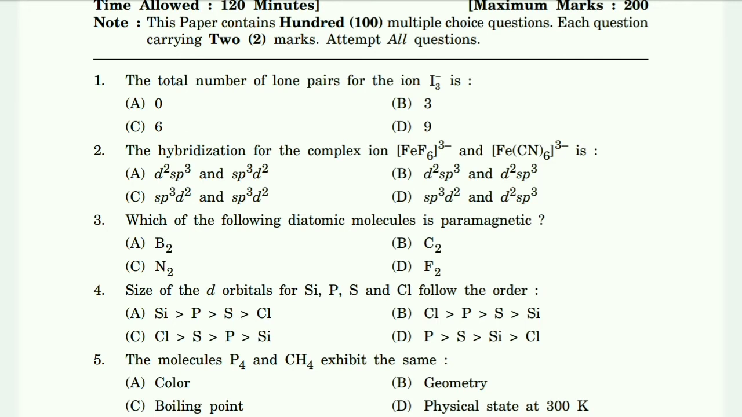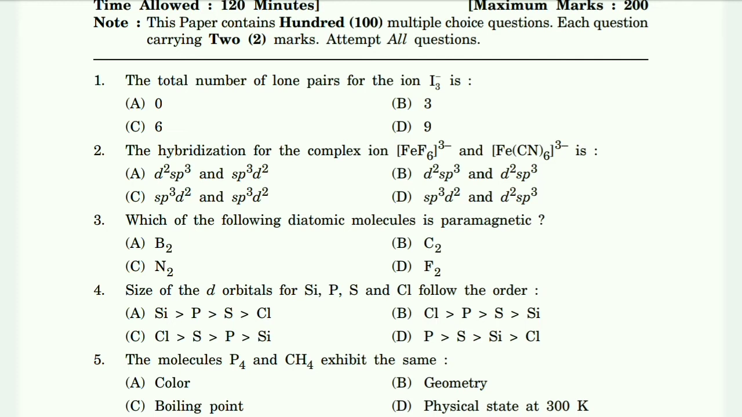So in FeF6 3 minus, for the hybridization the central atom uses the outer d orbital, not the inner d orbital. In the case of Fe(CN)6 3 minus, it uses the inner d orbital because of the pairing of electrons. So the hybridization is sp3d2 for FeF6 3 minus and d2sp3 for Fe(CN)6 3 minus. So the correct option is D for question number 2.